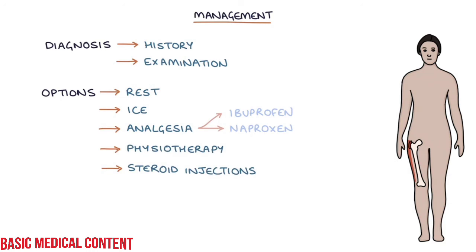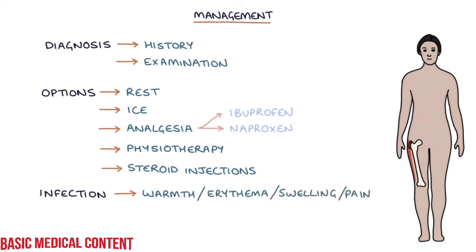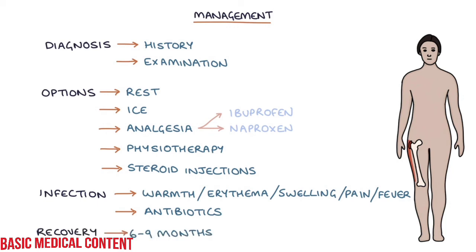Rarely, trochanteric bursitis can be caused by infection, and this may present with warmth, erythema or redness, swelling, and pain over the bursa. The patient may have a fever, and treatment of septic trochanteric bursitis involves antibiotics. Overall, it can take 6 to 9 months for the patient to fully recover from trochanteric bursitis, and sometimes it can take longer.